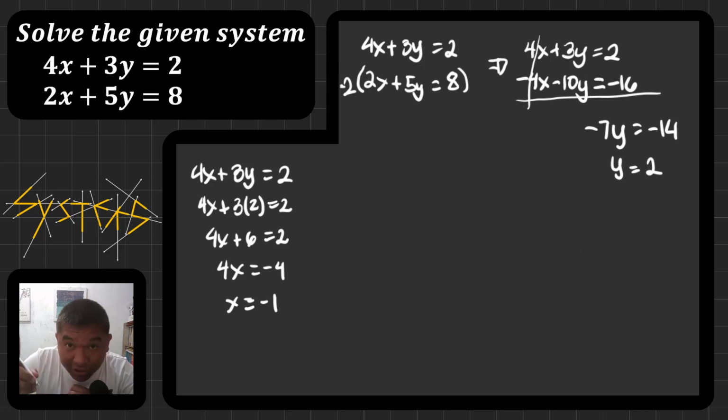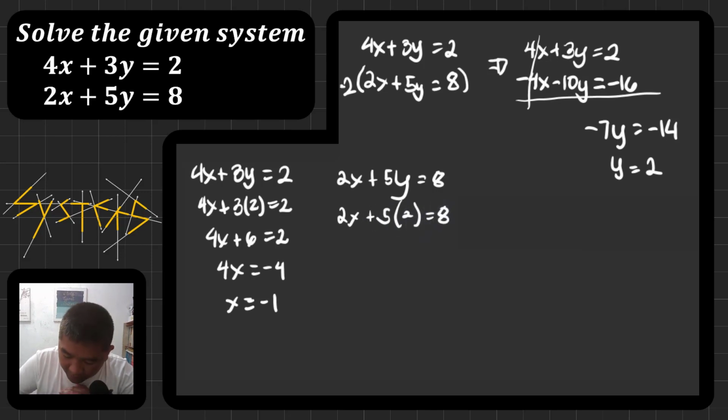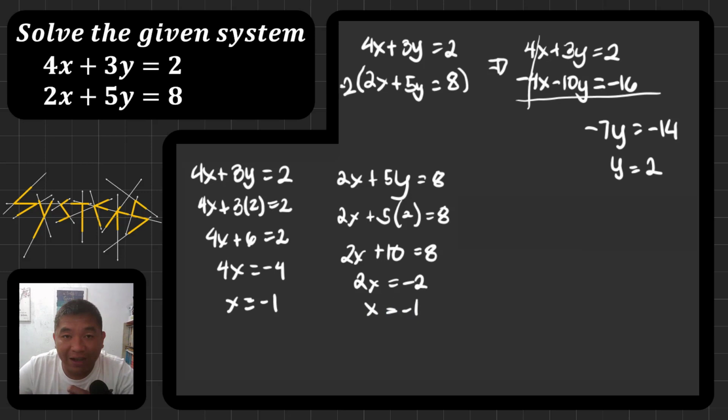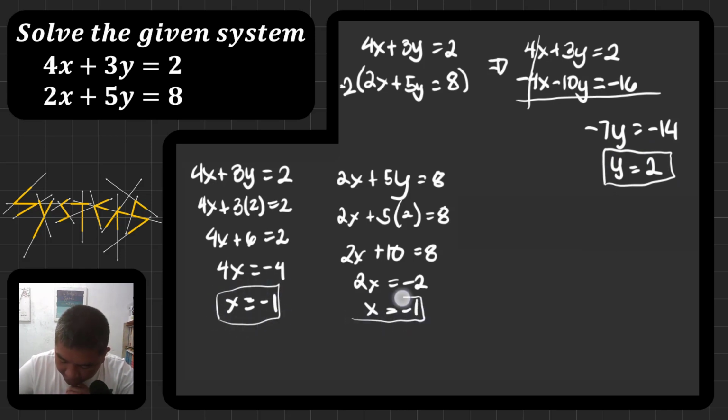So the second original equation is 2x plus 5y equals 8. So you have here 2x plus 5 times 2 equals 8. You have 2x plus 10 equals 8. You subtract both sides by 10. 2x is equal to negative 2 and x is negative 1. Now this is the guarantee that I have mentioned earlier. In short, you are now sure that the value of y that you have solved earlier is correct because it resulted in the same value of x, which is negative 1.